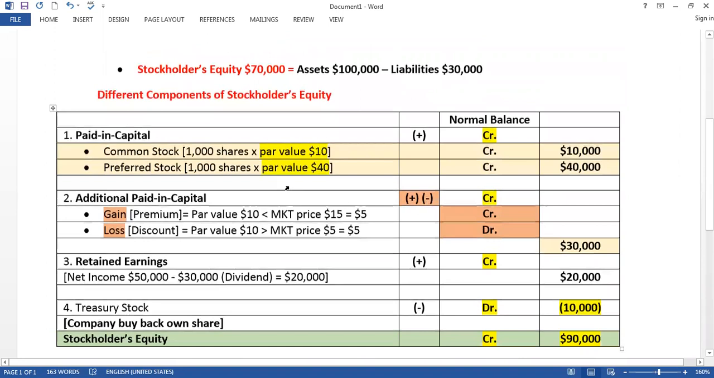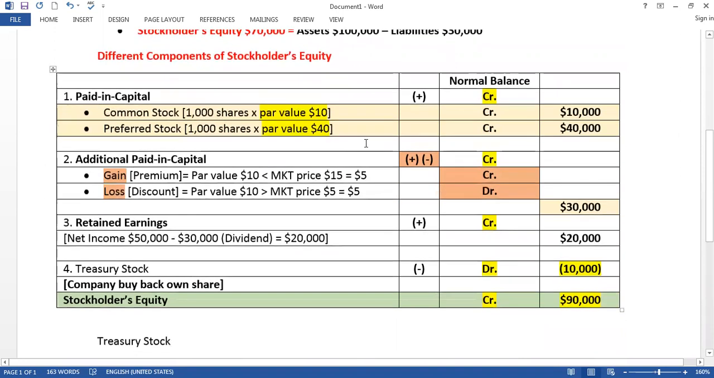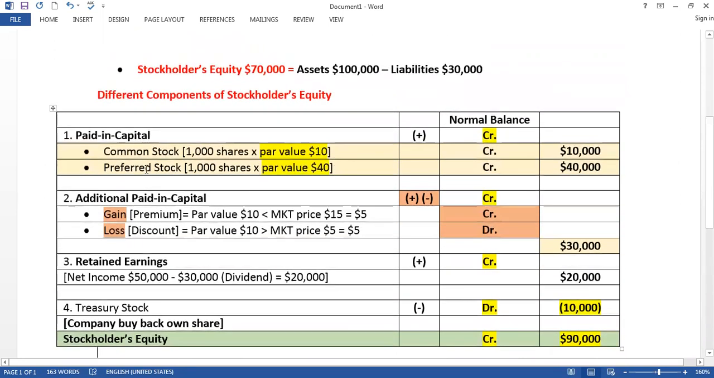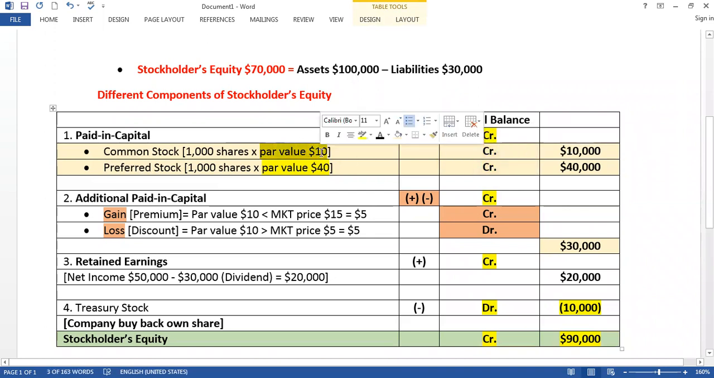So this table is very, very important to solve the question. Why? Because this is the first point: we record common stock and preferred stock on the credit side, and which amount? Only par value, not the market price. When we sell bonds, can you remember we have two rates? One is the market rate, another is the company rate. Common stock and preferred stock always follow the company rate, so par value means the company rate.